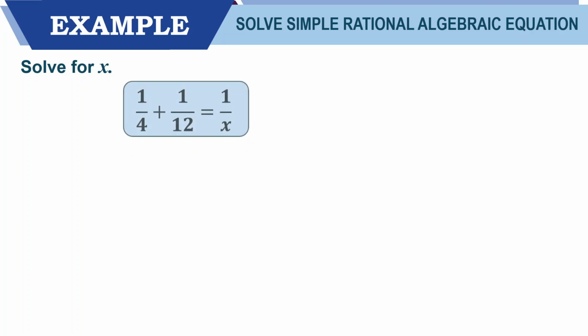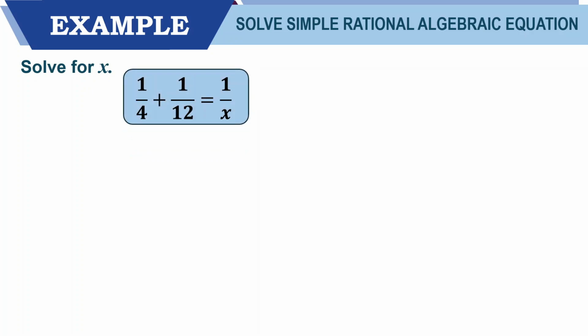Let's solve for x. 1/4 plus 1/12 equals 1 over x. We cannot just cross multiply because there is more than one term on the left side of the equation. So what we do is we find the LCD. And again, the LCD is simply the least common multiple of the denominators. So if we have 4, 12, and x, our LCD will be 12x.